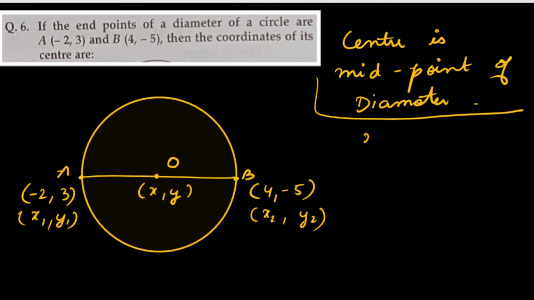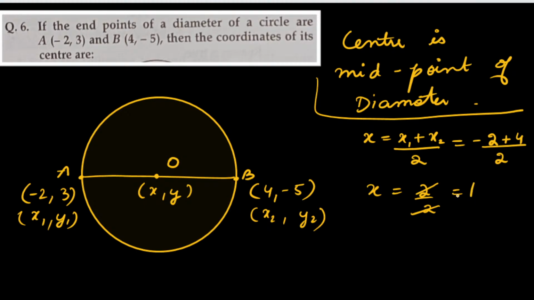The x coordinate we can find using the formula x is equal to x1 plus x2 by 2. So x1 is minus 2, plus 4, by 2. Plus minus is minus, with the sign of the greater number. So 4 minus 2 is 2, by 2. 2 by 2 is equal to 1. So x is equal to 1.